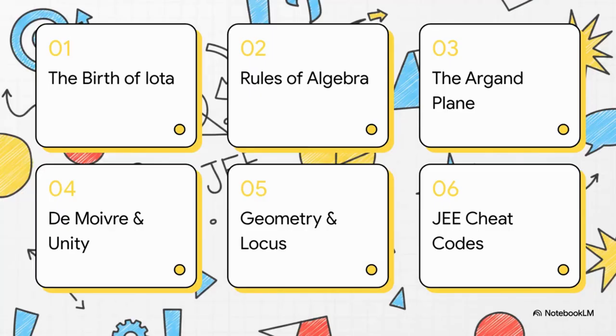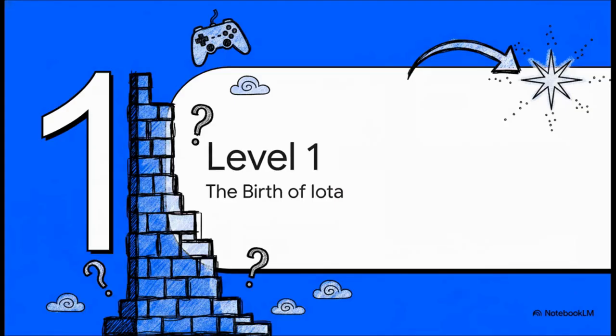Here is our game plan. We're going to treat this entire explainer kind of like a video game. We'll start with the birth of iota, learn the rules of complex algebra, and then visualize the Argand plane. After that, we unlock some serious power-ups with de Moivre and unity roots before facing down geometry boss battles armed with your ultimate JEE cheat codes. Let's get into it.